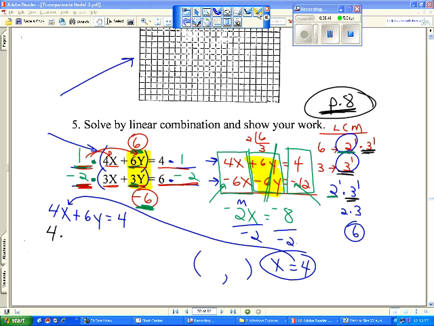So we get 4 times x, which is 4, plus 6y is equal to 4. We're going to do anything we can to simplify in the order. So we can do the multiplication. To simplify, we get 16 plus 6y is equal to 4. We cannot do anything else to simplify.